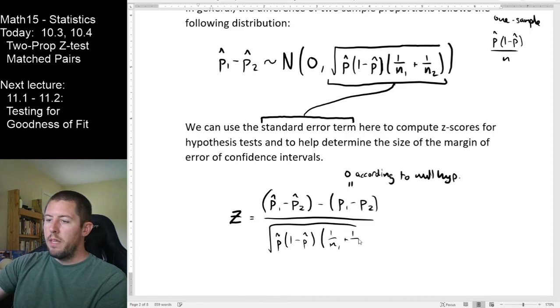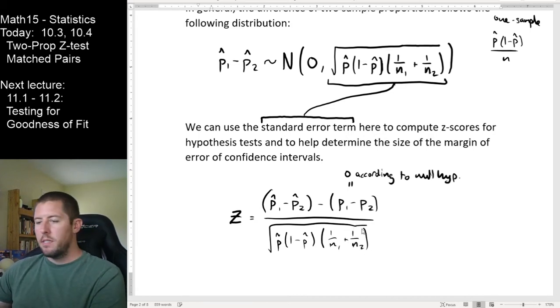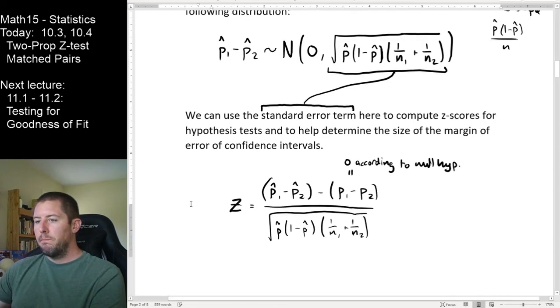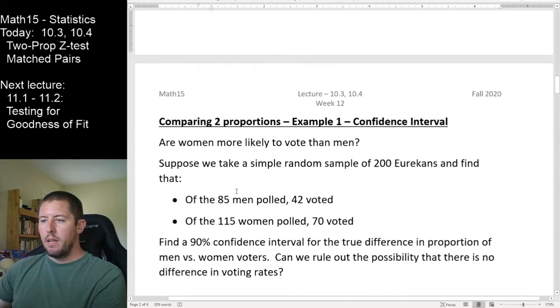So this will be the way that we compute a z-score associated with our hypothesis test here. Let's go ahead and look at some examples then, comparing two proportions.